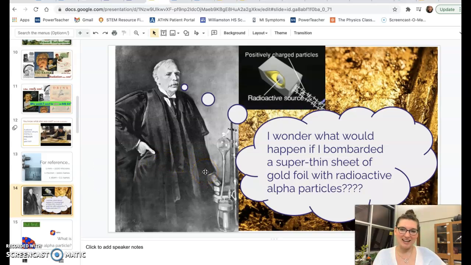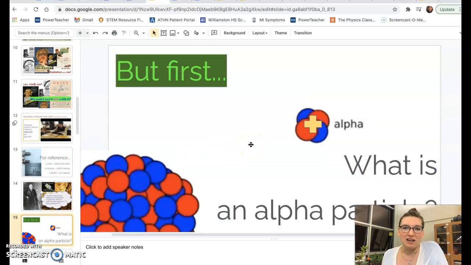So Rutherford was like, what would happen if I bombarded a super thin sheet of gold foil with radioactive alpha particles? So what he's doing is taking this radioactive substance that's inside of this sheltering thing that blocks radiation, but there's a piece cut out of it so that the radiation can stream out this one part, and it's going to be aimed directly at this super thin sheet of gold foil. Okay, so let's talk about first of all, what is an alpha particle? The alpha particles are the particles that are being shot out of this radioactive material into the gold foil. They're positively charged.